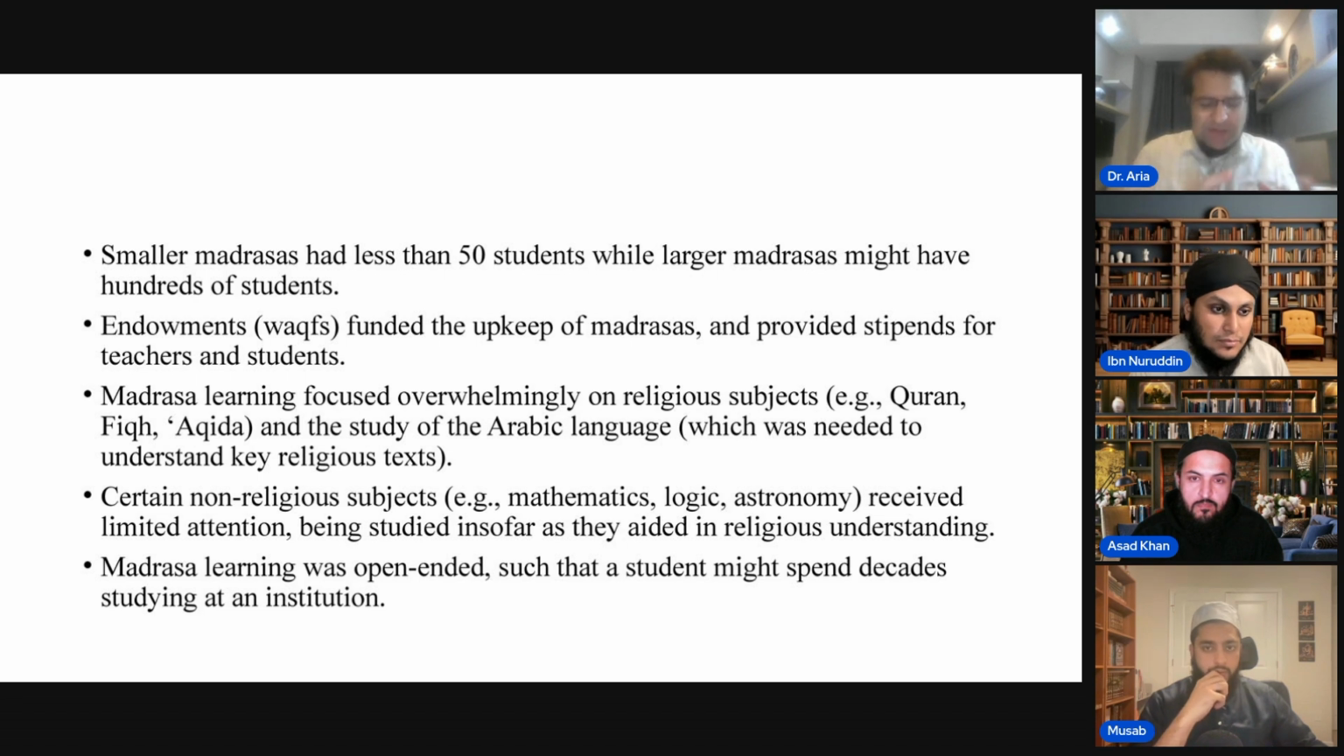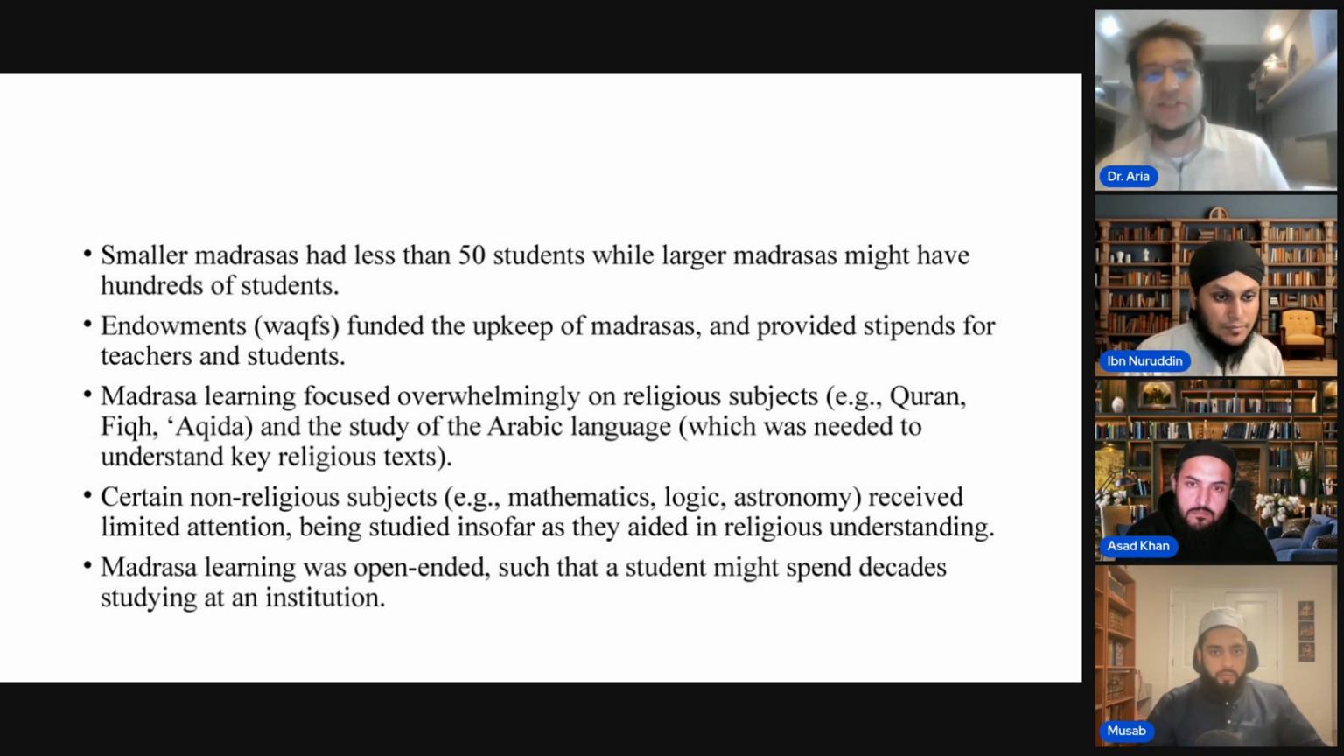And the endowments that are associated, usually when someone establishes a madrasa, they also set aside agricultural land or real estate, and they use rent from that to fund these stipends. In the pre-modern period, madrasas are overwhelmingly focused on religious subjects like Quran, fiqh, aqidah, or kalam, and the study of the Arabic language, which is needed to understand the key religious texts.